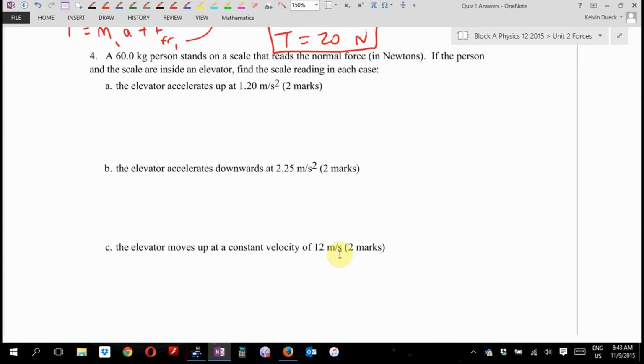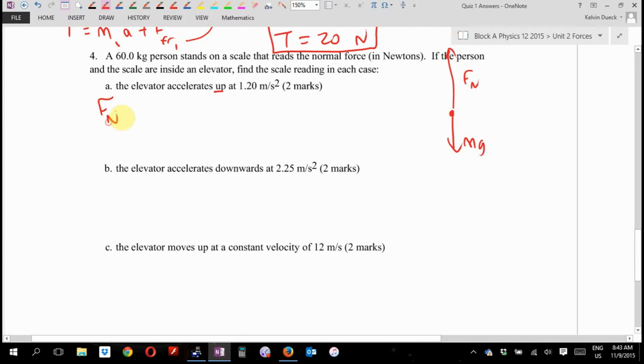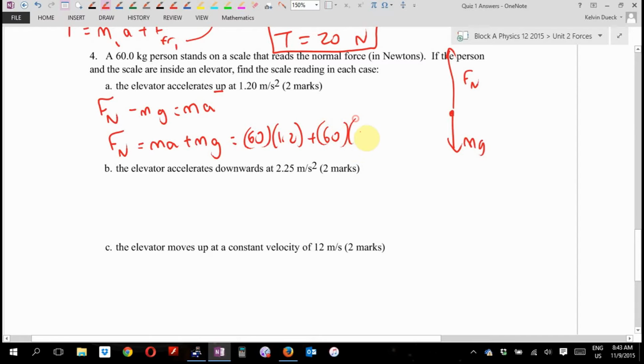Okay, anyways, up, gravity, up, normal force is winning. So here, my equation is going to be normal minus mg equals ma. My equation is going to be normal force equals ma plus mg. It's going to be 60 times 1.2 plus 60 times 9.8. This one I can do in my head because 1.2 and 9.8 is 660 newtons.